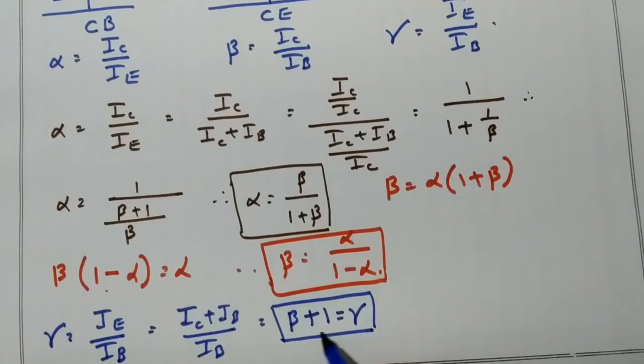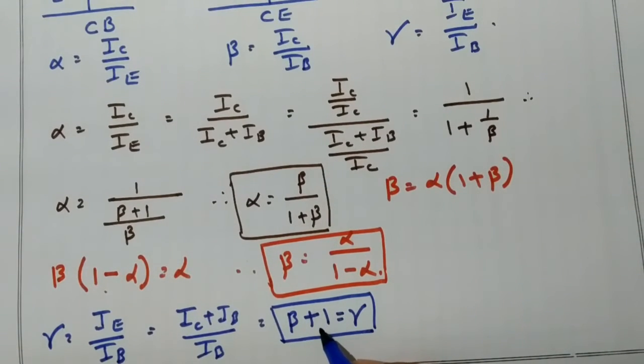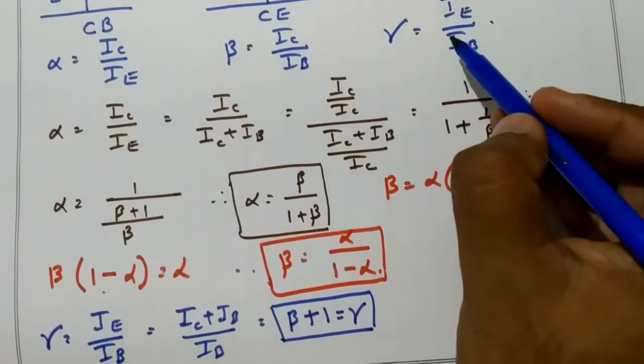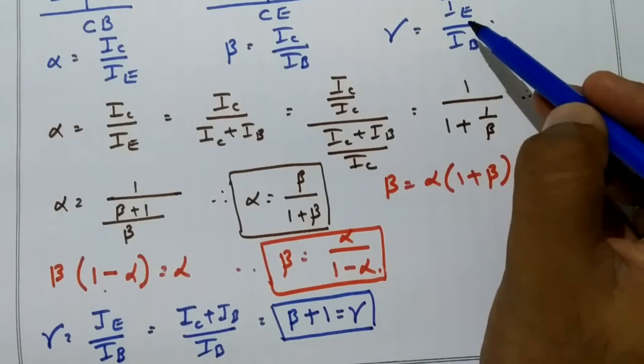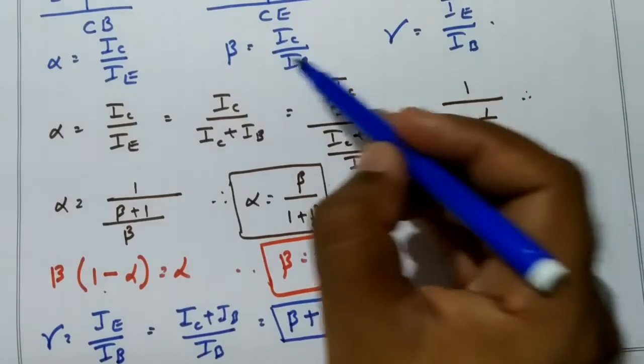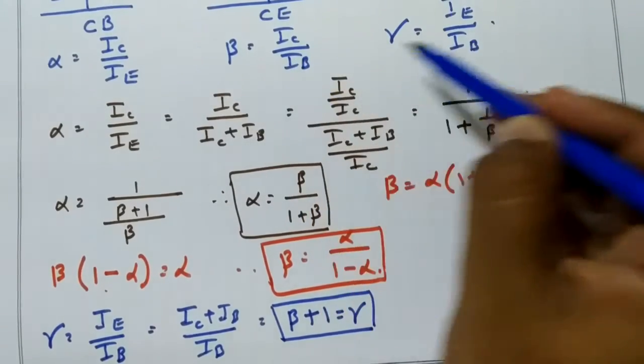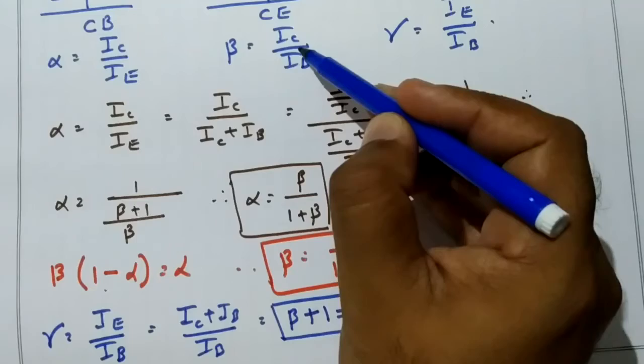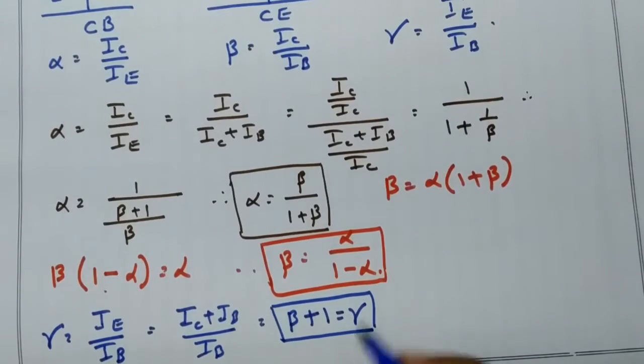So gamma is greater than beta. You can see from here gamma is equal to IE divided by IB, beta is IC divided by IB, IE is greater than IC. Therefore gamma will be greater than beta.